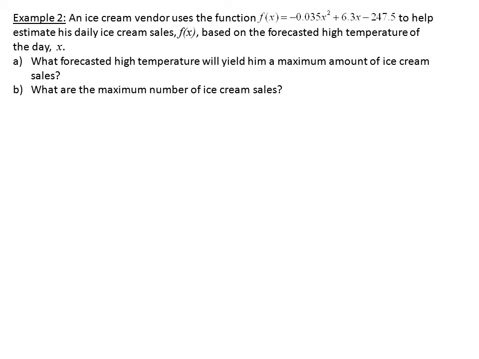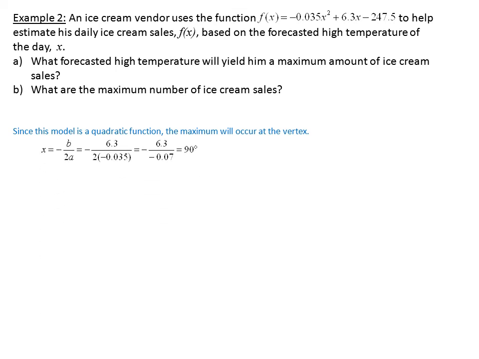Since our function is a quadratic function, we know the maximum is going to be at the vertex. So to find our vertex, we're going to use the x coordinate of negative b over 2a. The b value in our quadratic function is 6 3/10, and the a value is negative 35 thousandths. So we'll replace them in this formula and simplify, and we get that we will have a maximum amount of ice cream sales when the forecasted high temperature is 90 degrees.